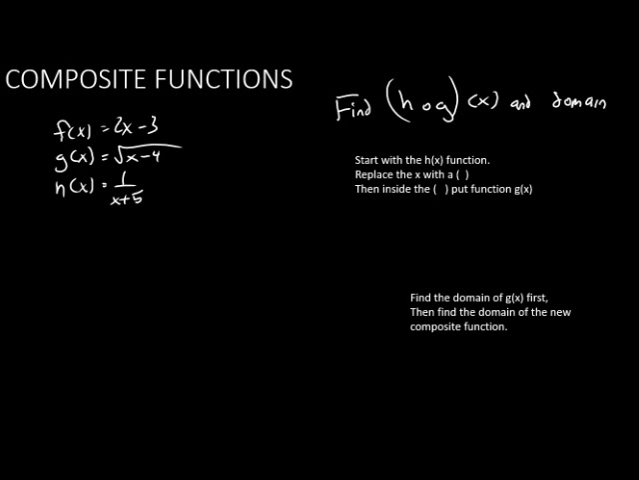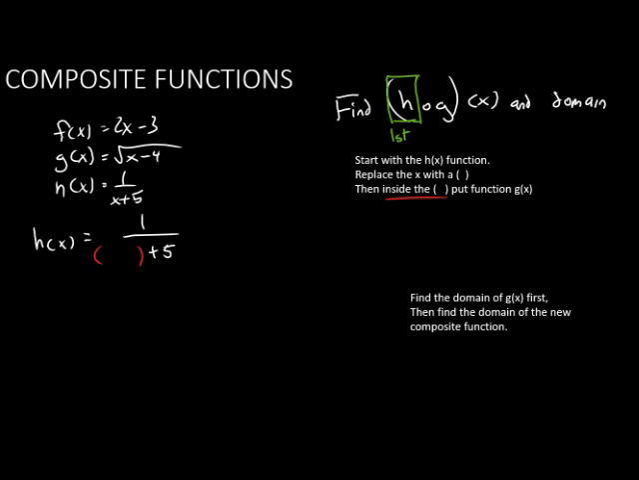Here we'll do another example of a composite function, this time trying to find h composite g of x. Once again, when we do composite functions, we're going to start with the first function, going from the left to the right. So we'll begin with function h. We'll write down our function h, but we're going to replace the x with a parentheses. Rather than saying x plus 5 on the bottom, we'll say parentheses plus 5 on the bottom.